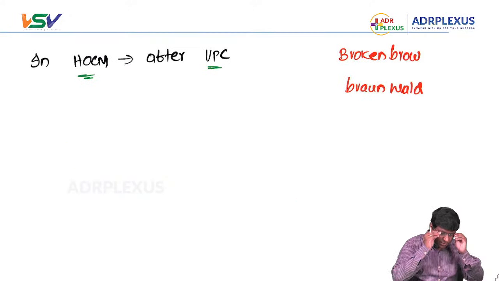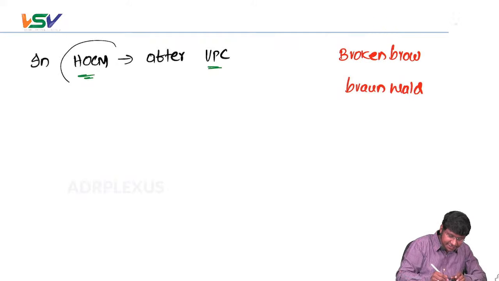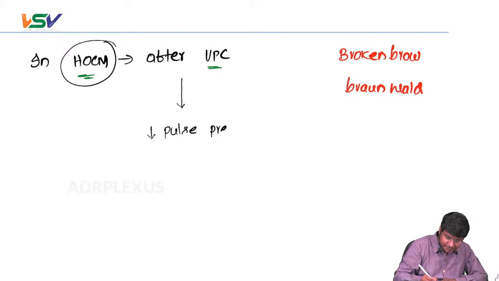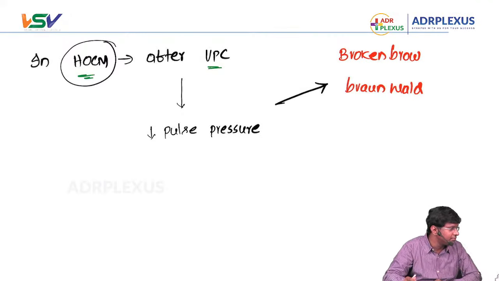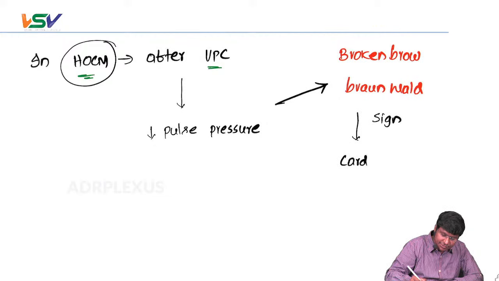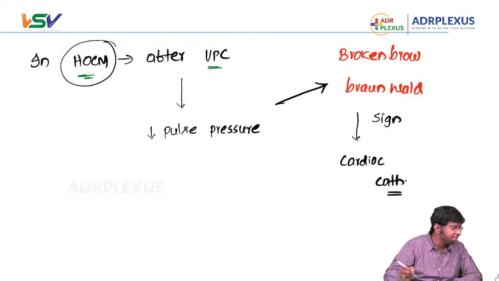So in HOCM patients, after a VPC, there will be a decrease in pulse pressure. This is what is called the Brockenbrough-Braunwald phenomenon, or sign, and you will be able to make it out on cardiac catheterization. This you will be able to make out on cardiac catheterization. This is what is called Brockenbrough.